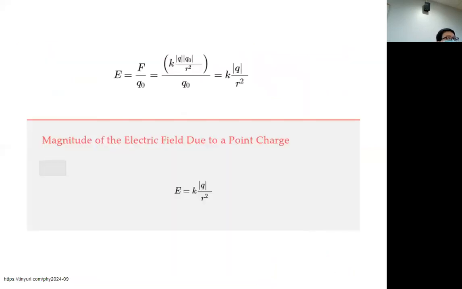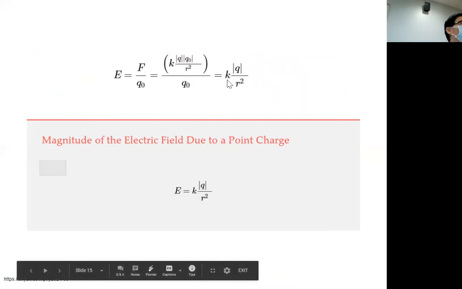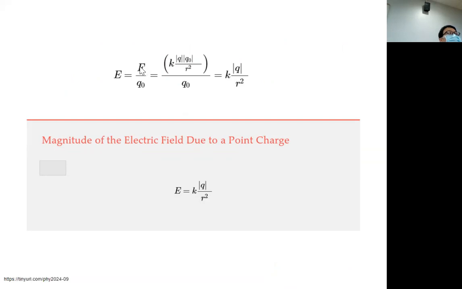The magnitude of the electric field due to a point charge will be equal to this, because electric field is equal to electric force divided by Q0. And electric force for a test charge Q0 is k times absolute values of Q times Q0 divided by R squared. So you can see the Q0 will cancel out. So then that equals kQ over R squared. So this is for a point charge.